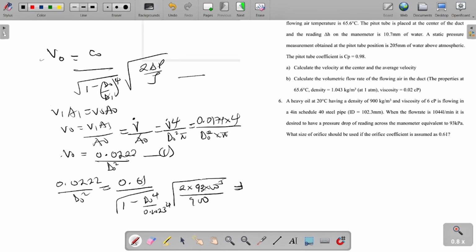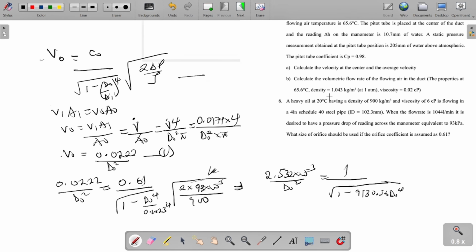So over here, trying to solve, I will get, solving everything under the square root sign and multiplying that by 0.61 and bringing it to the other side, I'll be getting 2.532 times 10 to the power minus 3 divided by D naught squared is equal to 1 divided by the square root of 1 minus, and over here 1 divided by 0.1023 to the power 4 actually gives me a value of 9130.56. Then the D naught to the power 4 comes in.